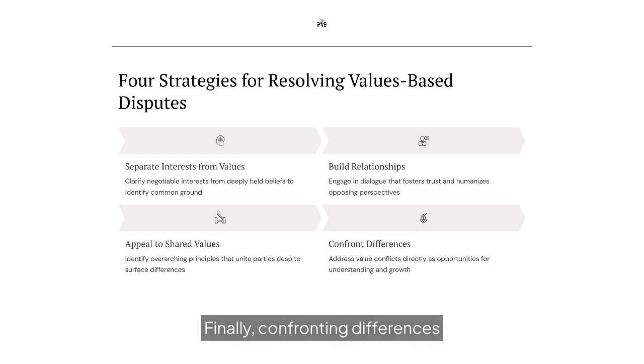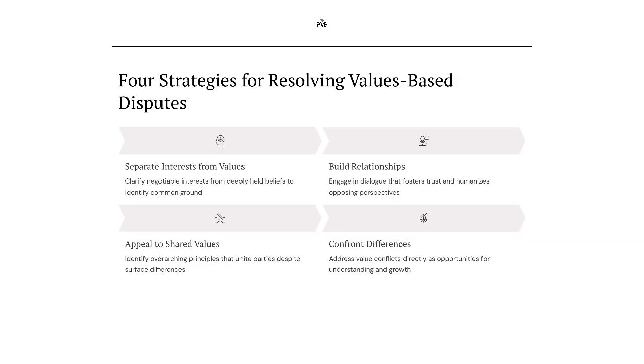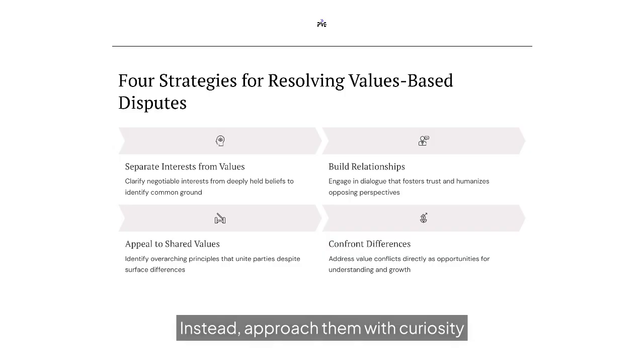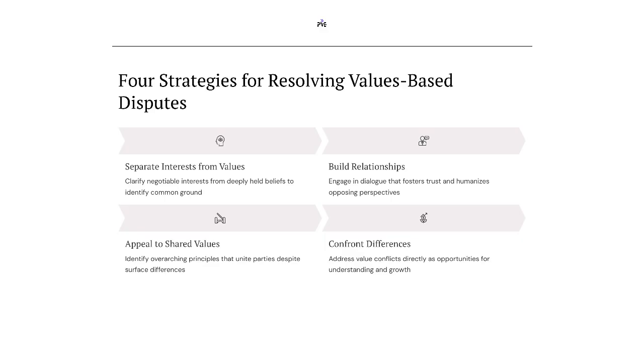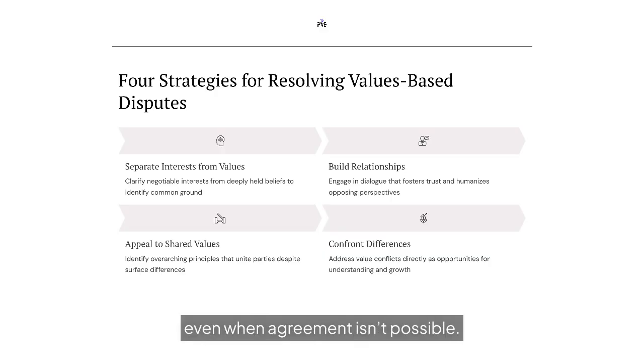Finally, confronting differences directly takes courage but prevents resentment. Avoiding value conflicts only deepens division. Instead, approach them with curiosity and empathy, aiming to understand the why behind someone's beliefs. This fosters personal growth and mutual respect even when agreement isn't possible.